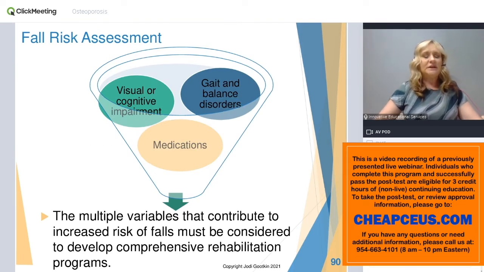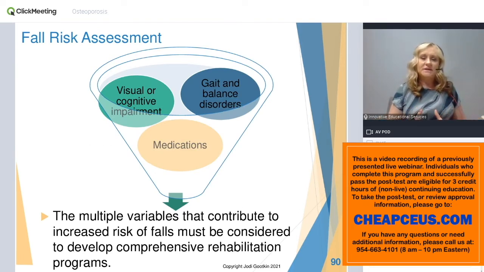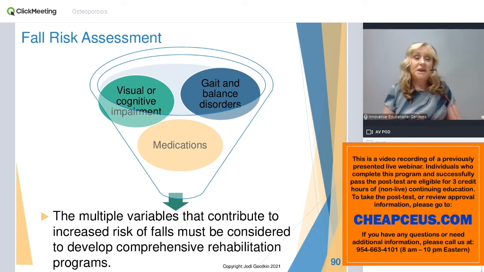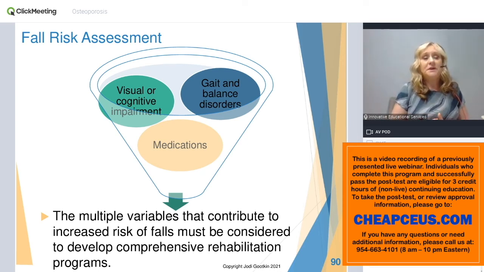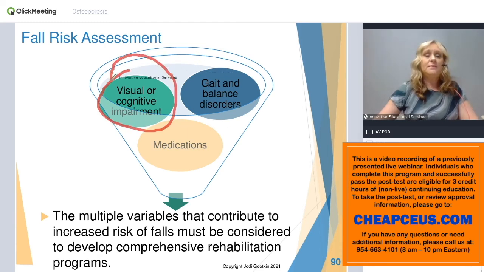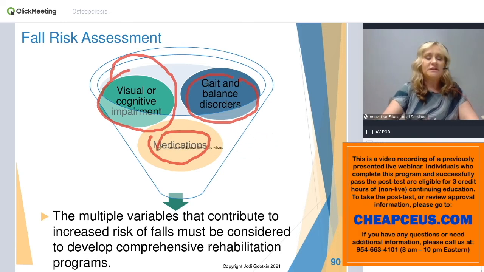Fall risk assessment is moving into our therapeutic aspect, where we are looking at being osteogenic to help build and maintain bone. And then we really want to be thinking about decreasing the risk of fracture. And one of the biggest contributors to fracture is fall. We're going to look at visual and cognitive impairment that may be contributing to balance and fall risk, as well as balance and gait deficits, and if there are any side effects from different medications that the individual may be on.